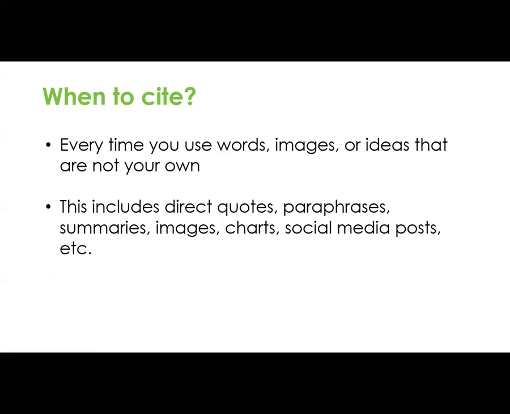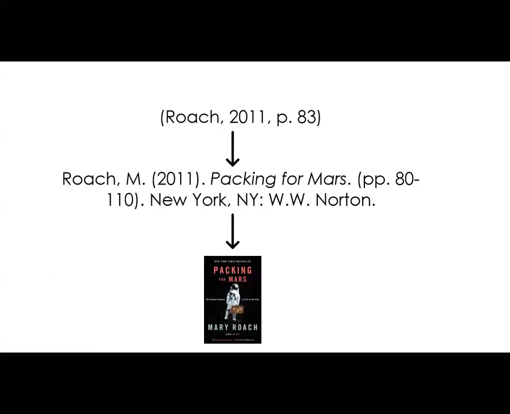And of course, we need to cite twice when it comes to papers. We cite first in an internal citation in parentheses in the paper whenever you use that information. And then again at the end in the references list, in the long form citation that we have down here. And what this does is it creates a map to the original source.